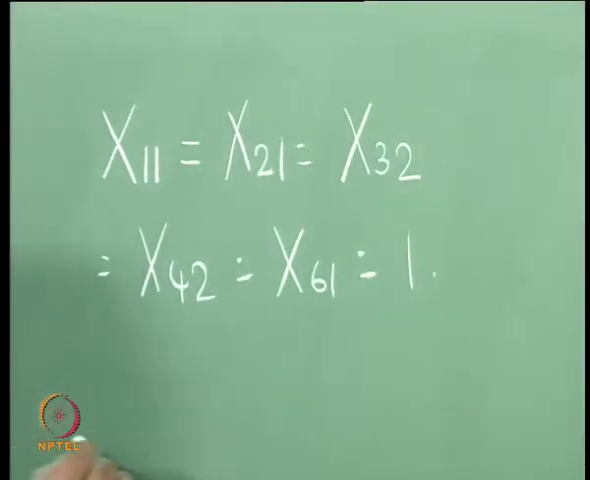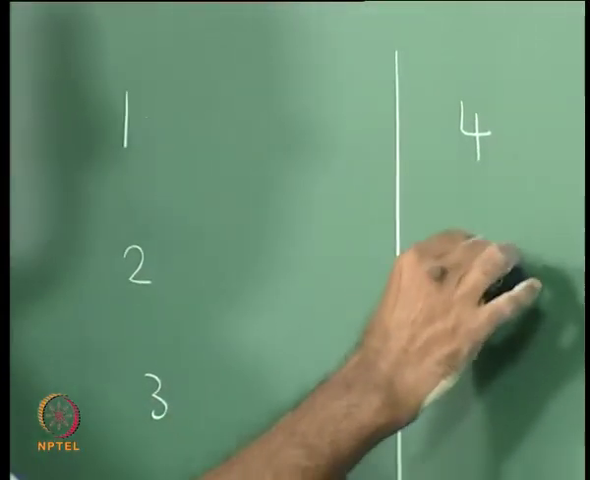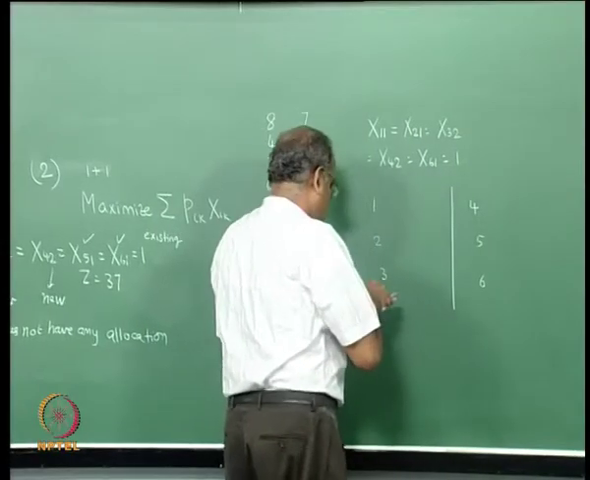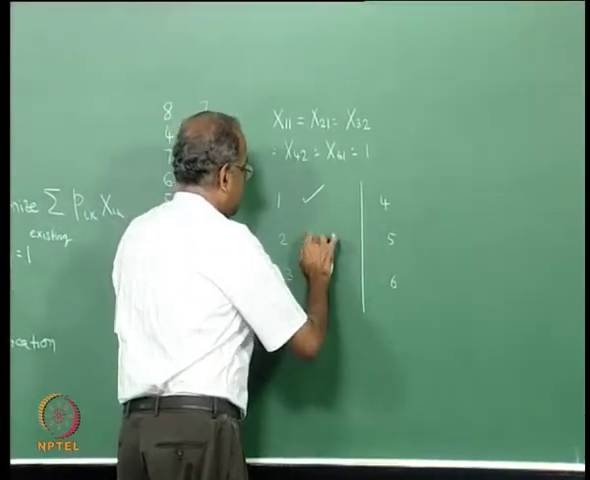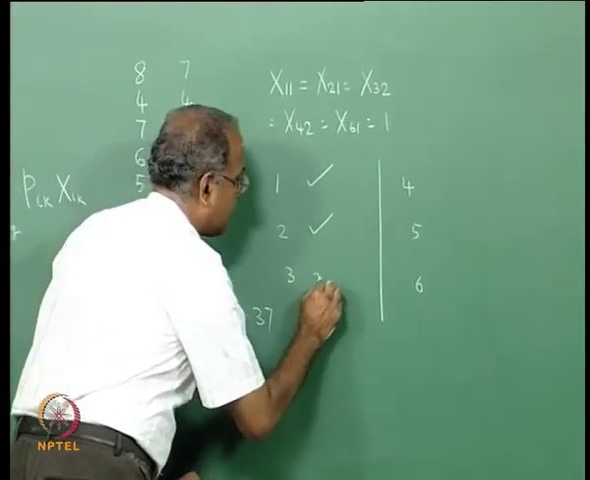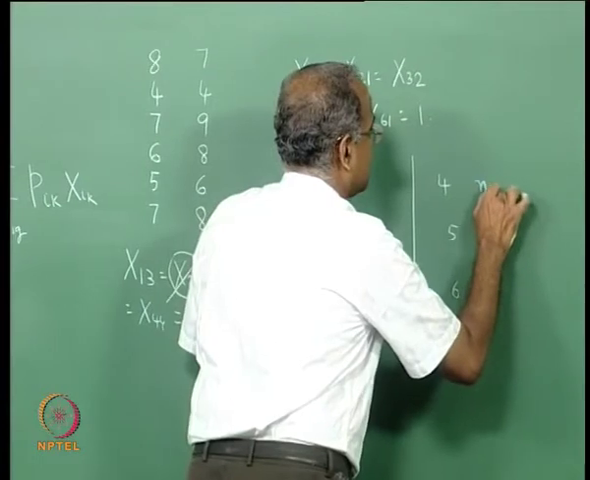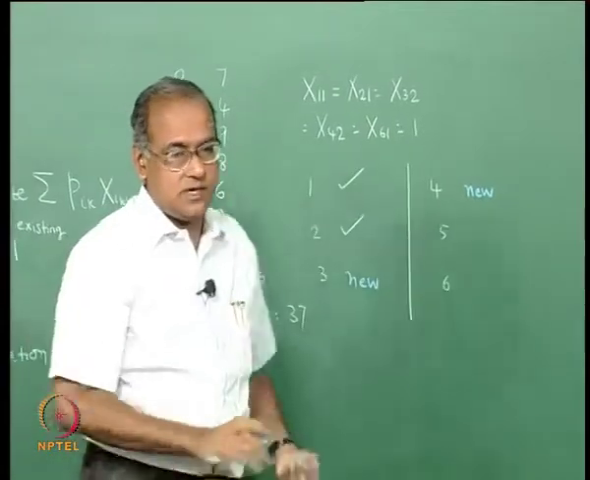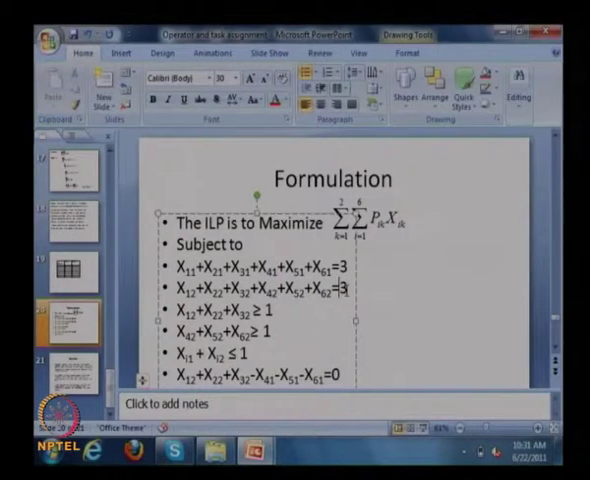If we look at operators 1, 2, 3, which are old operators, and 4, 5, 6, which are new operators. Now, x11, this person remains. x21, this person remains. x32, this person goes to the new one. x42, this person goes to the new one. 5 does not have an allocation, so the reason is this one is still 2 and not 3, this is 2.